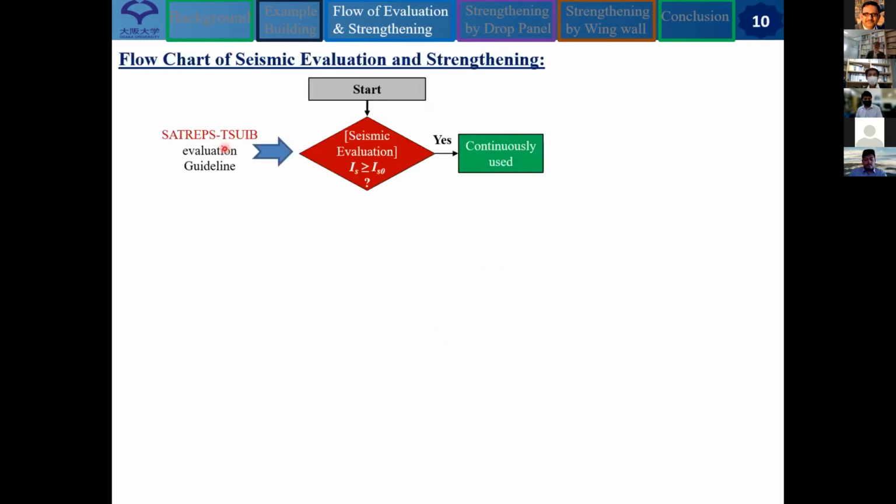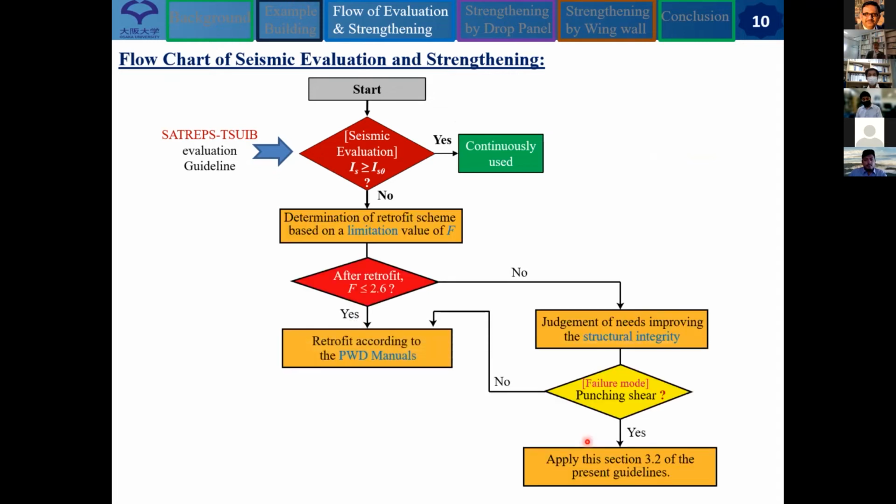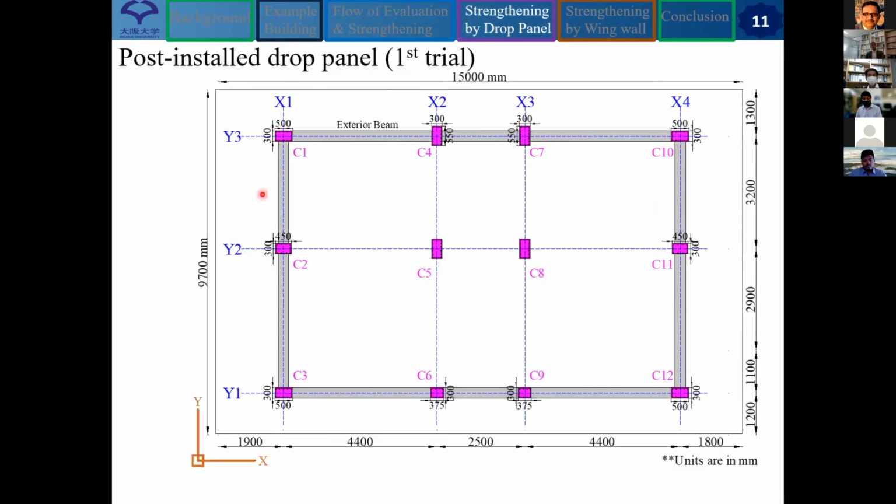So I'm moving to the flow chart. Since the structure has low performance, we need to follow the flow chart, which Professor Takahashi already described in the previous presentation, so I'm skipping that. After thinking about retrofit, what type of retrofit can we do for this sample building? For the existing building, I am planning to use post-installed drop panels as a first trial.